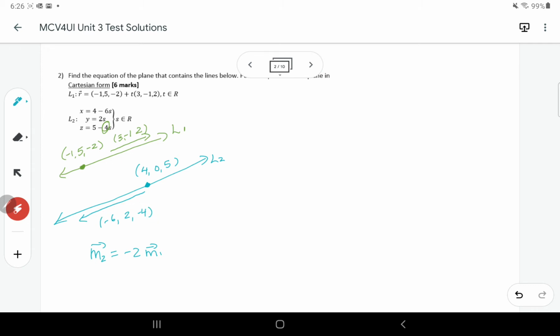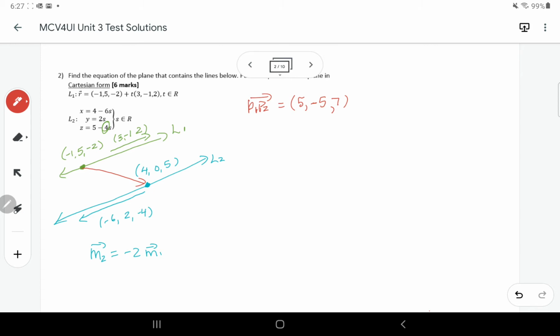So you kind of see that those are scalar multiples, so I can't use them both in the equation of the plane. So here I need to find a different direction vector, and I'm going to use these 2 points to find my other direction vector. So P1, P2, and find that red vector between those two. So 4 minus -1 is 5, 0 minus 5 is -5, and 5 minus -2 is 7. So that would be my other direction vector that I would use.